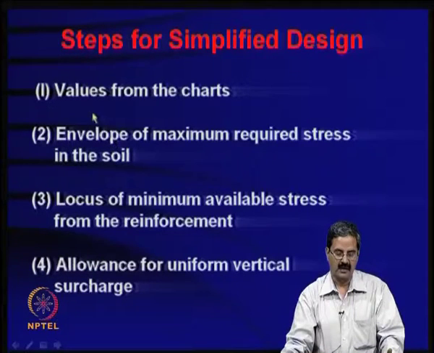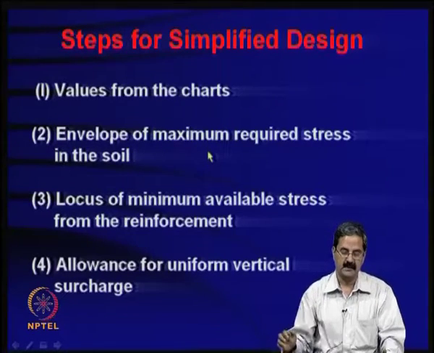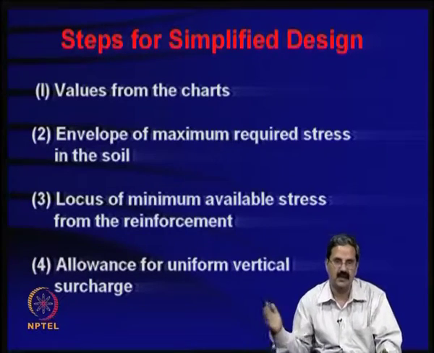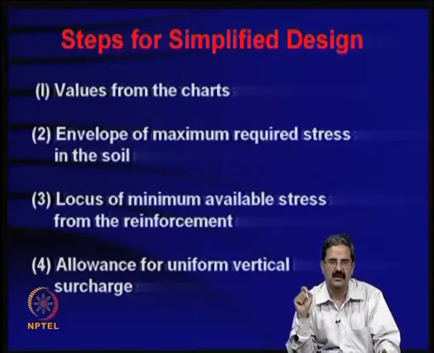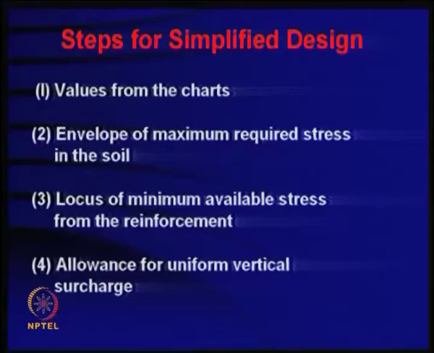To read values from the charts, you need to construct the maximum required stress in the soil. For example, Ka gamma H will be the stress at any point, is it not? That is called the line envelope, or line of maximum required stress in the soil. Then comes the locus of minimum available stress from the reinforcement.